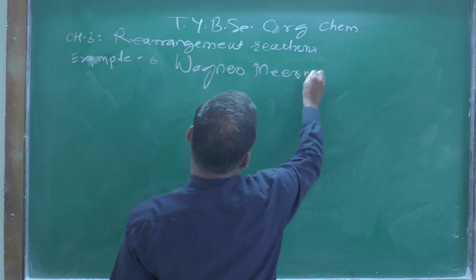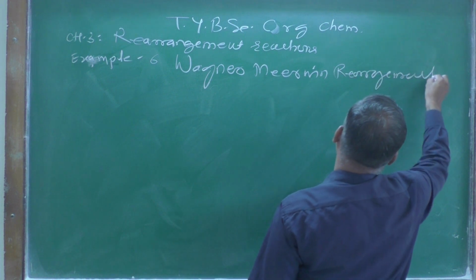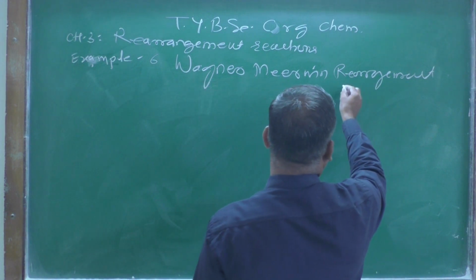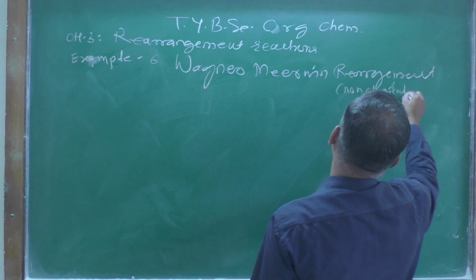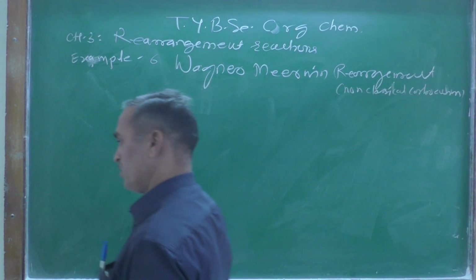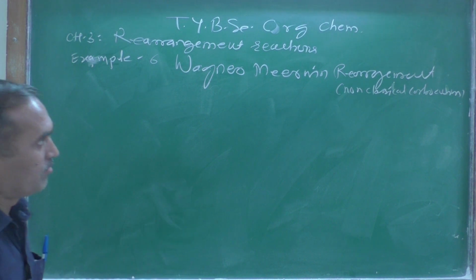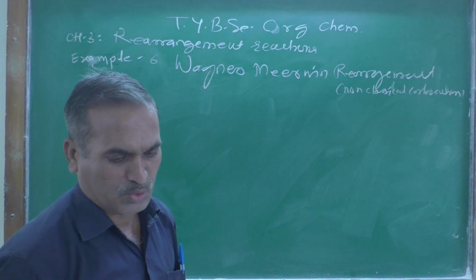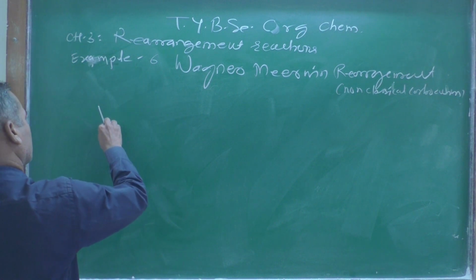This Wagner-Meerwein rearrangement reaction proceeds via a non-classical carbocation, and we saw that yesterday. What do you mean by a non-classical carbocation? The Wagner-Meerwein rearrangement is one of the famous reactions, and generally the suitable example considered over here is this one. Let us see here.